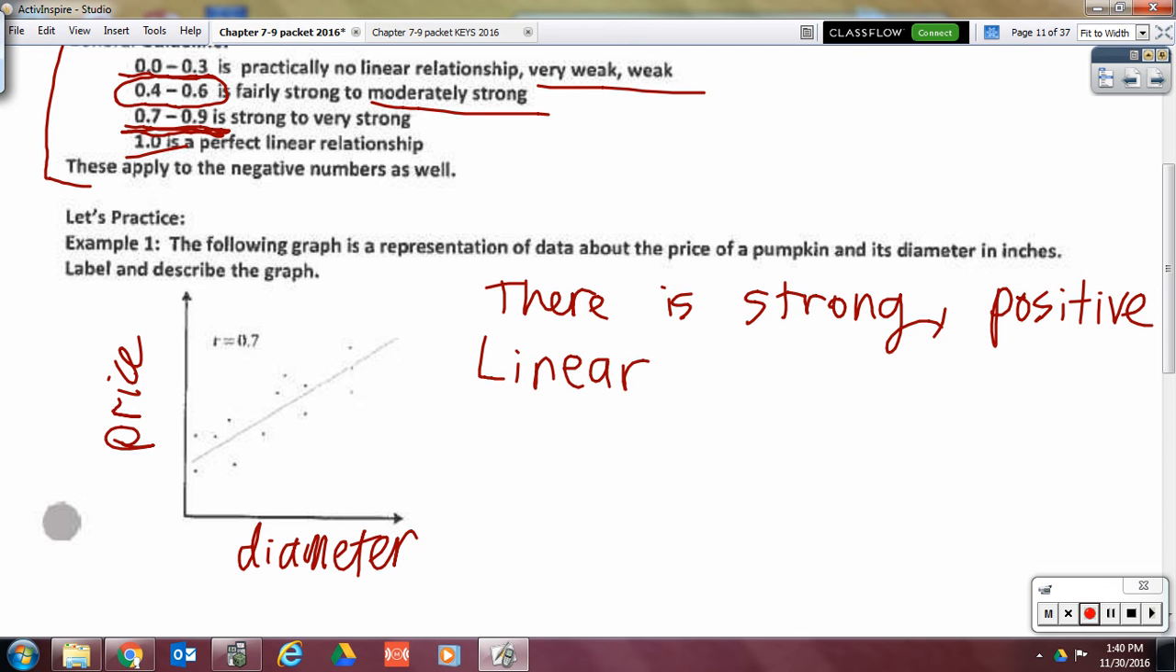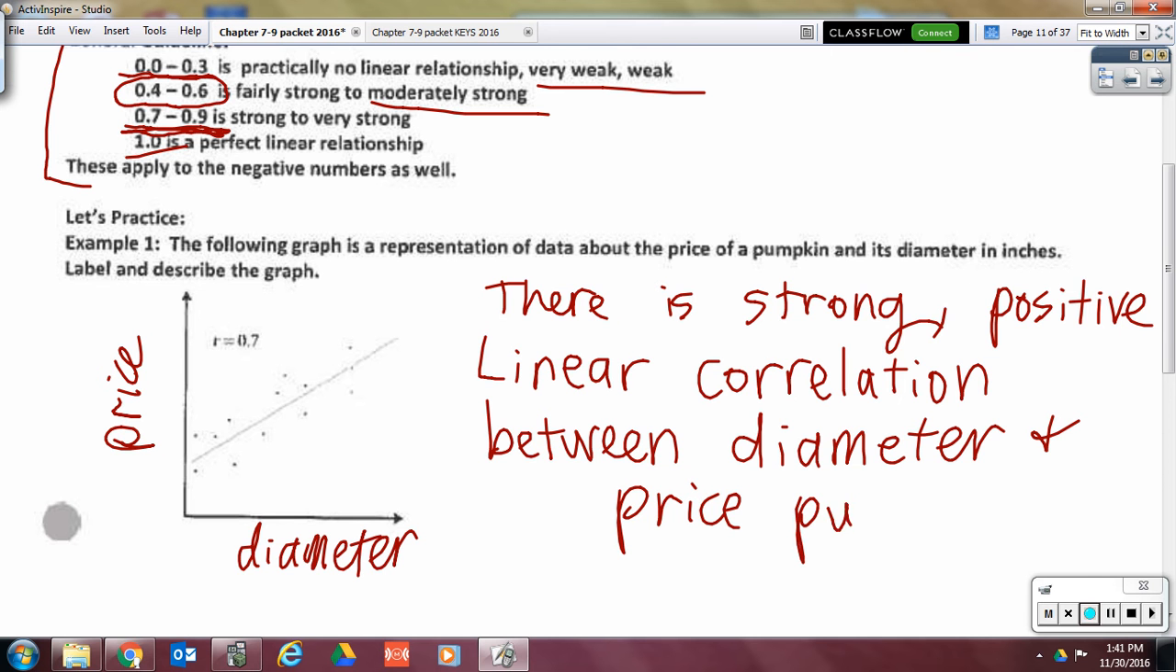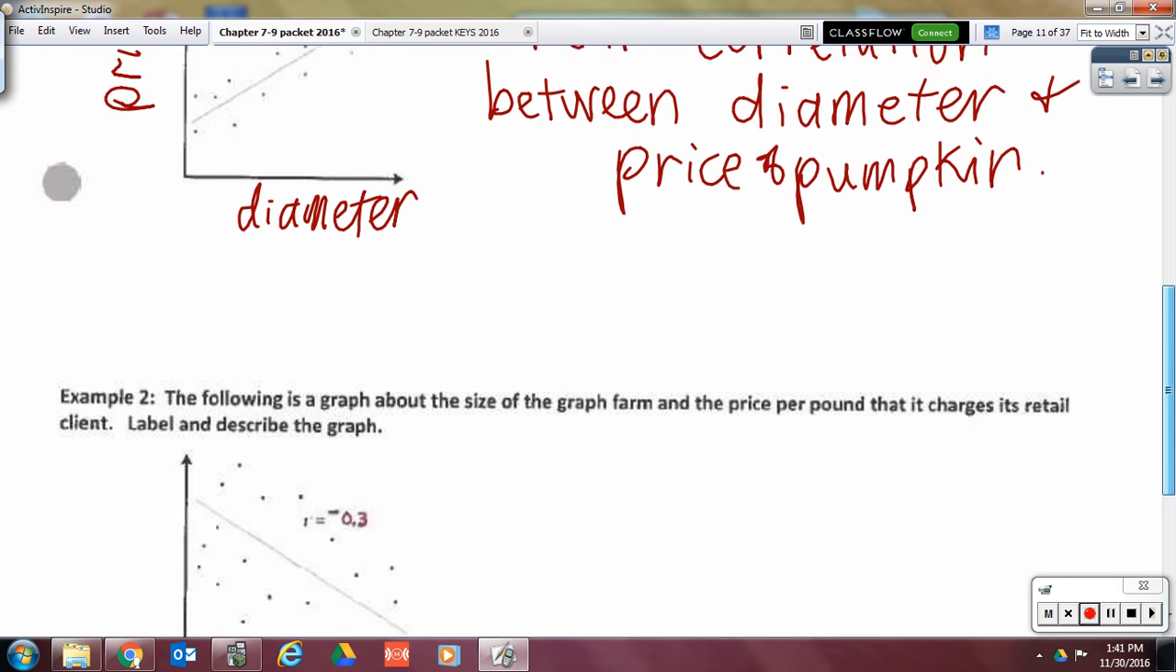Linear correlation or relationship between what? Good. And you don't just say between x and y. Don't just say x and y. Between diameter and price of the pumpkin. So there is a strong, positive, linear correlation between diameter and price of the pumpkin. Okay, all right. So here is the next one.